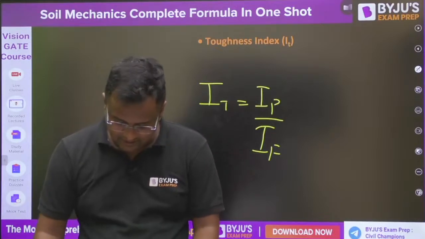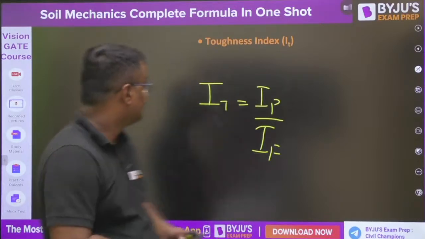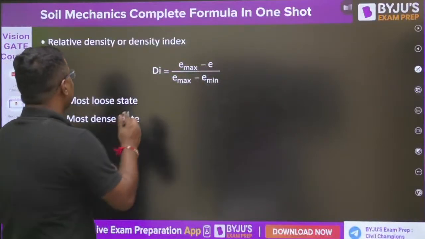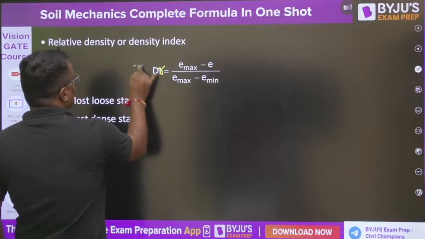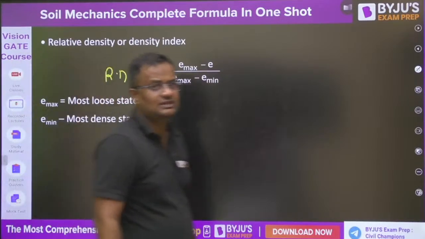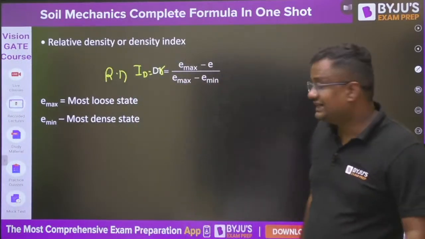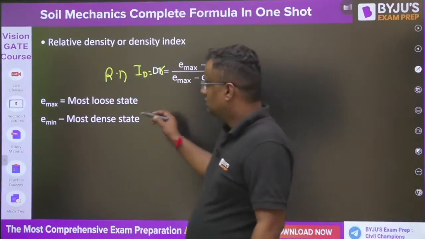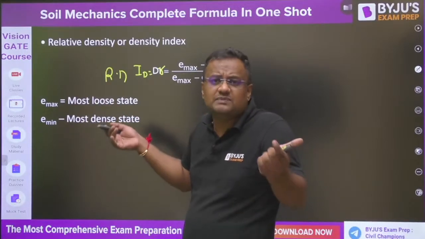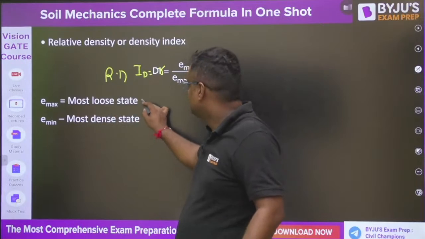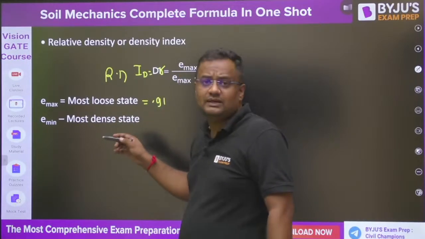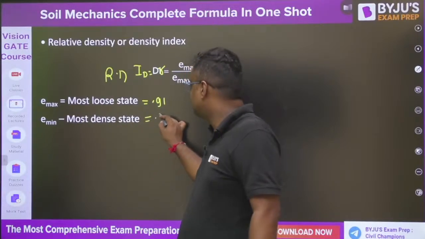Okay, moving further now. IT is done. Let us go further from here. This is DR, relative density, also called ID, also called RD. This is E max minus E upon E max minus E minimum. What is the theoretical maximum void ratio? Maximum voids means it is in the loosest state. So E max is 0.91. And minimum void ratio means it is in denser state, it is 0.35.